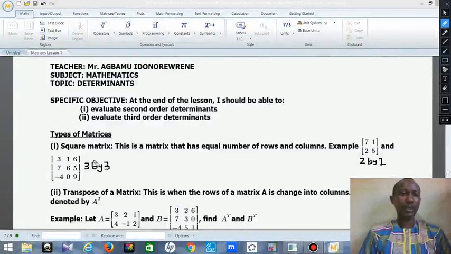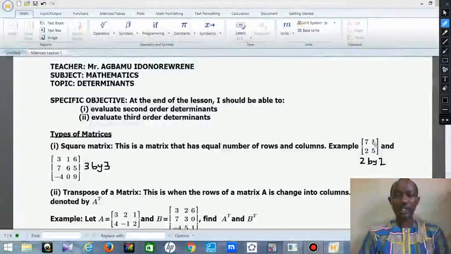So these are the types of matrix that they can ask you to find the determinant of. If it's not a 2 by 2 or 3 by 3 or 4 by 4 or 5 by 5 or 6 by 6, you cannot get the determinant. It is only a square matrix that has a determinant. Take note of that. So a 2 by 2 matrix is what we call a second order determinant.